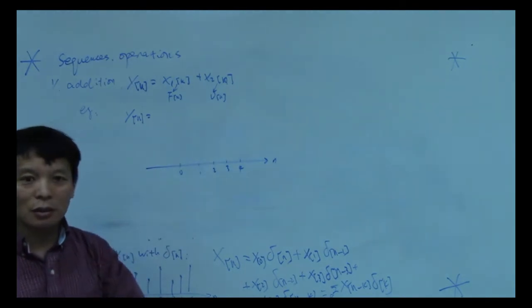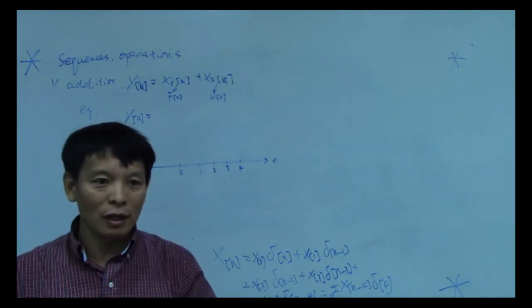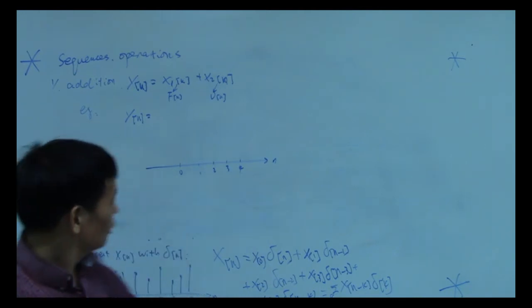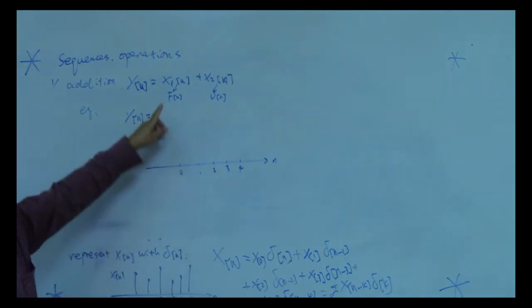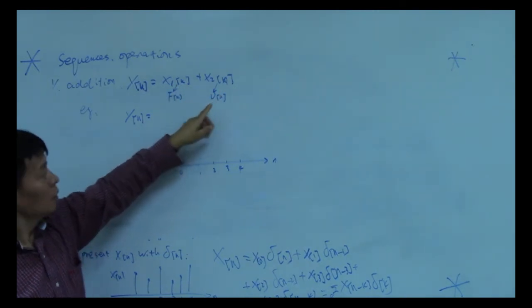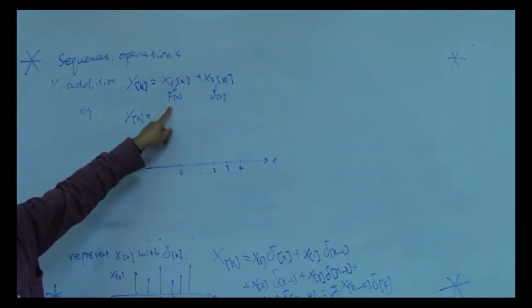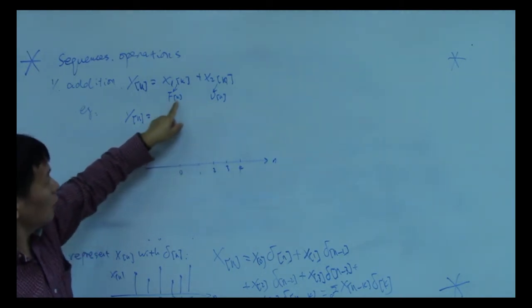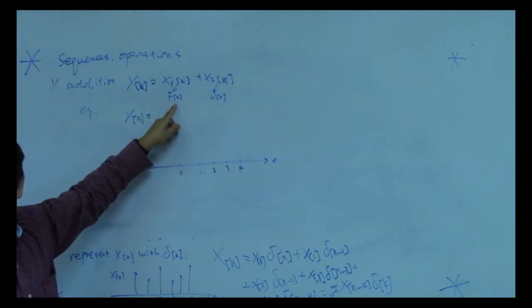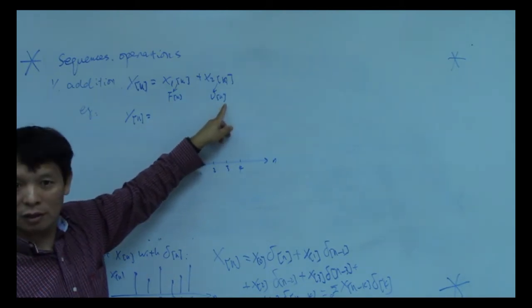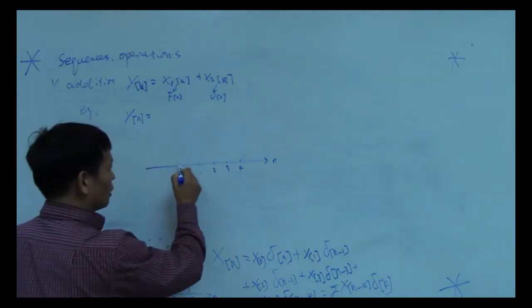When we add two sequences, we add the values at the same time. That is the rule. Right? So when n equals 0, we add x1 0 plus x2 0. So suppose this one is a Fibonacci. This one equals unit step. So when n equals 0, this one equals f0 equals 1. un equals u0 equals 1. So what we have here is 2.